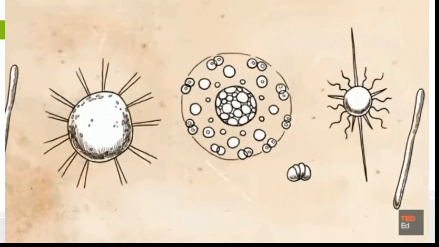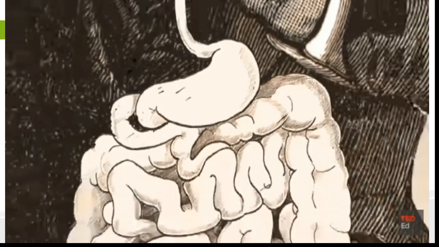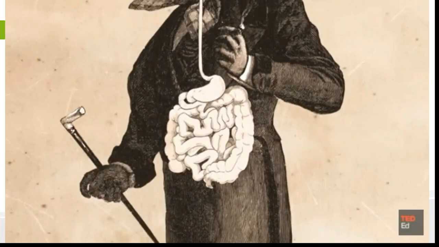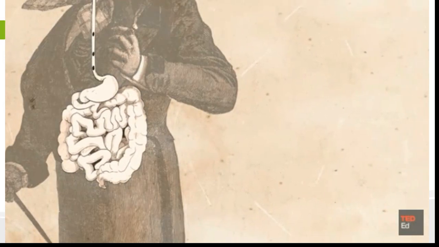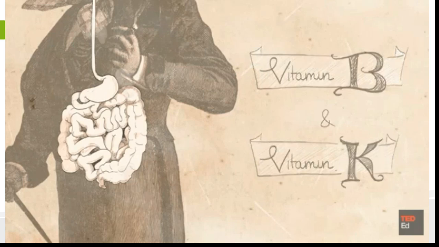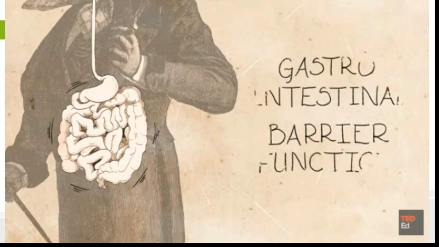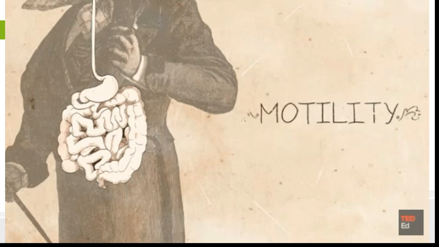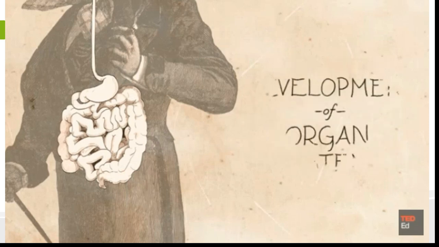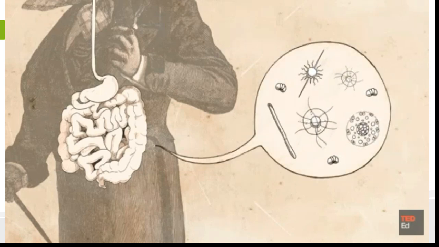Our intestine is home to trillions of bacteria living in a symbiotic relationship with us. We provide them with a safe place to stay and food to eat. In exchange, they help us extract energy from our food, make vitamins for us like vitamin B and K, boost our immune system, and play an important role in gastrointestinal barrier function, motility, and the development of various organ systems. Clearly, it's in our best interest to keep these bacteria happy.